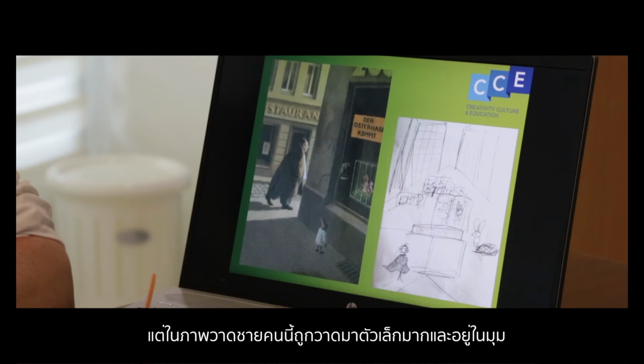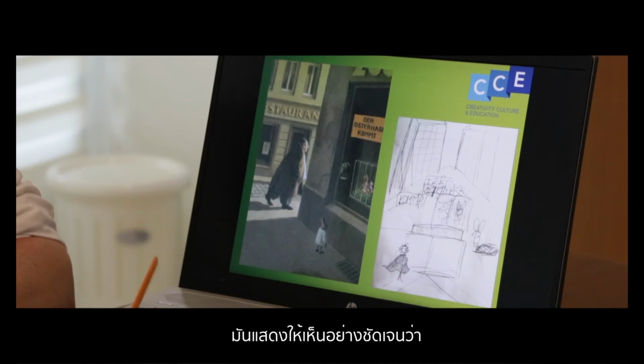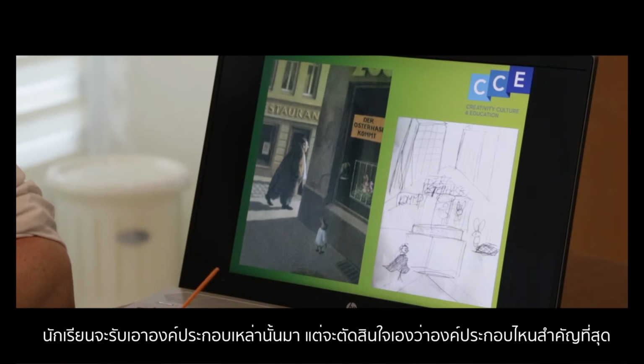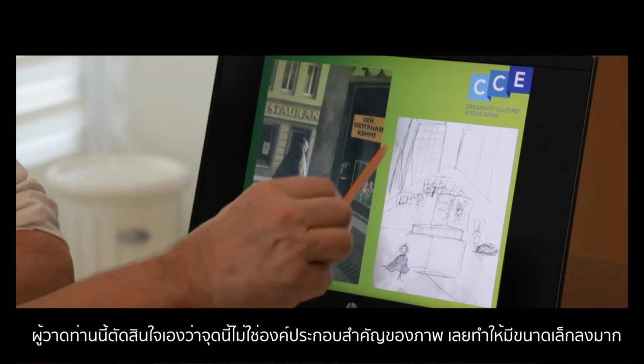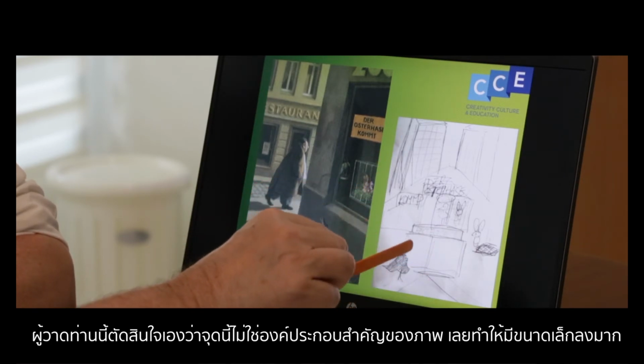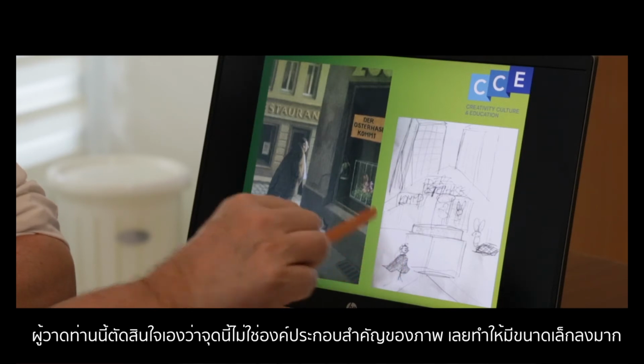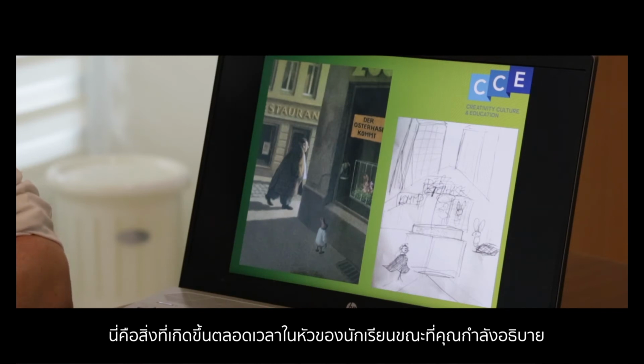And what this illustrates very clearly is that when you as a teacher explain a complex concept to your pupils with different elements, the pupils may get the different elements, but they will very often decide which are the most important of those elements. And this person decided that this was not a very important element in the picture and made it much smaller. And this is happening in the minds of your pupils all the time whilst you're talking.